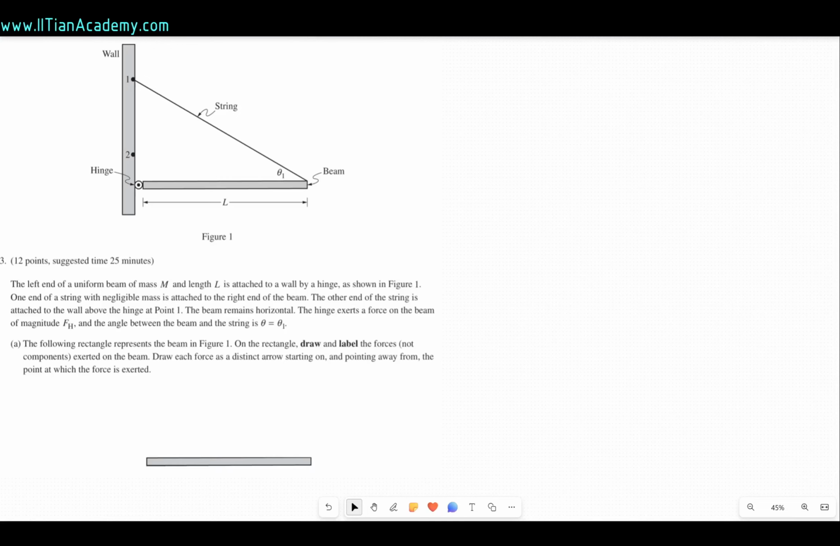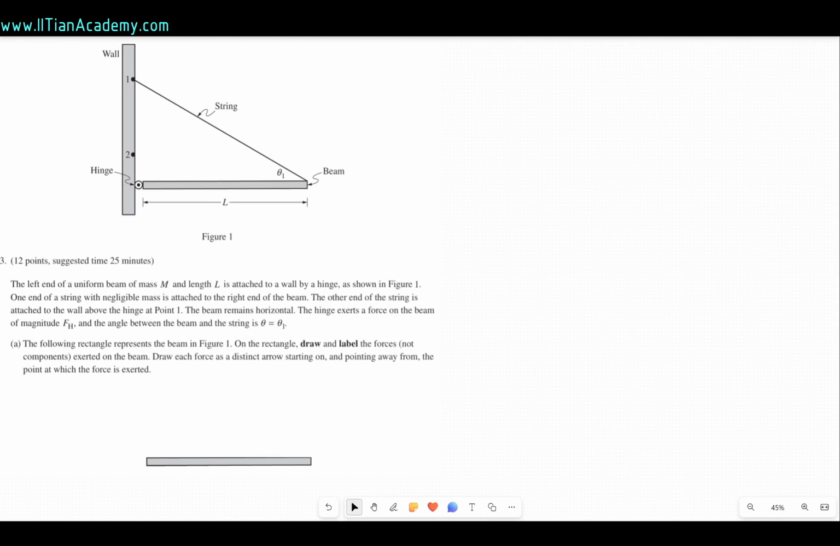So in question 3, we're given that a uniform beam of mass m and length L is connected to a wall with a hinge and a string connecting to the end of the beam. And in part A, we need to draw a free-body diagram for the rectangle, so for the beam, and we need to draw and label the forces clearly.